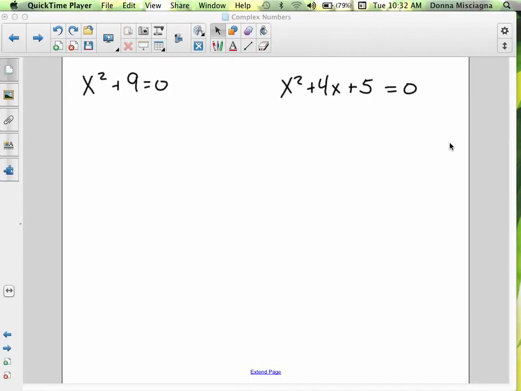So let's solve two problems that we missed from your notes. All right, so we have x squared plus 9 equals 0. That's not factorable. Sum of squares isn't factorable. Only a difference of squares is factorable. So we're going to subtract 9 from both sides.